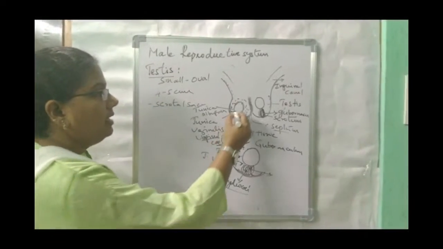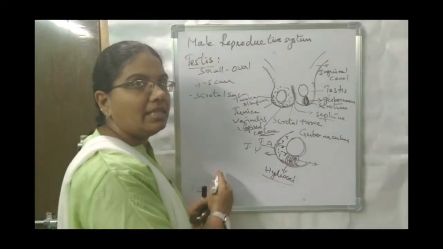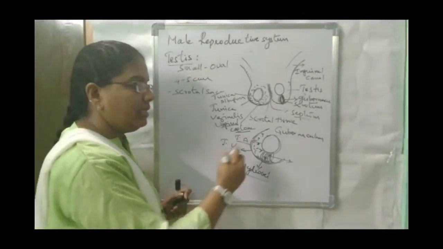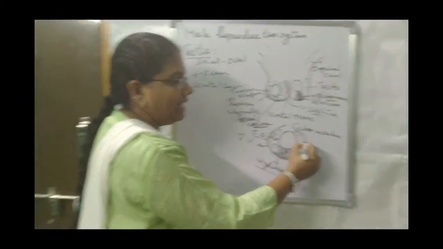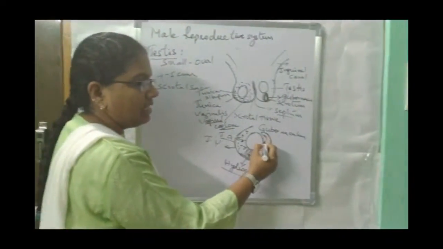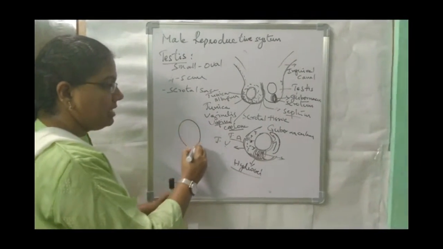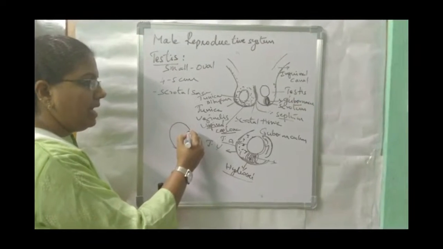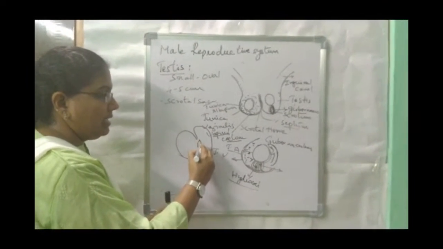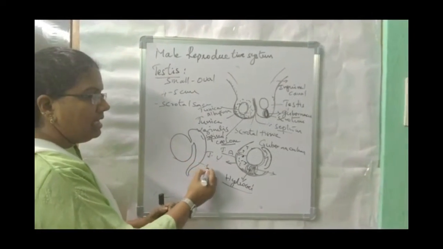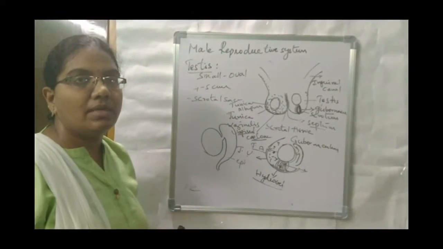And here, this is the testis. Behind the testis, there is an important part. The part is called the epididymis. The epididymis is connected to the testis. For example, this is the testis, and behind the testis there is a tube-like structure. The tube is called the epididymis. Actually, the testis releases the sperms.